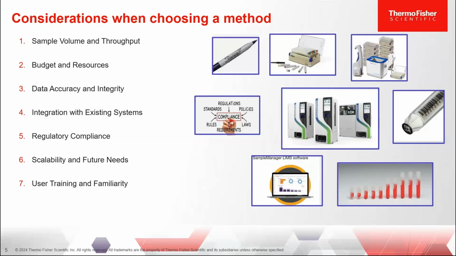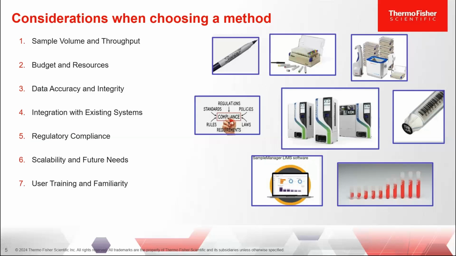Then depending on the budget and resources, this is also a very critical factor. Labs need to evaluate their available budget and resources. Manual entry or barcode scanning methods may be more cost-effective for labs with limited budgets, while automation systems may require higher investment, right?